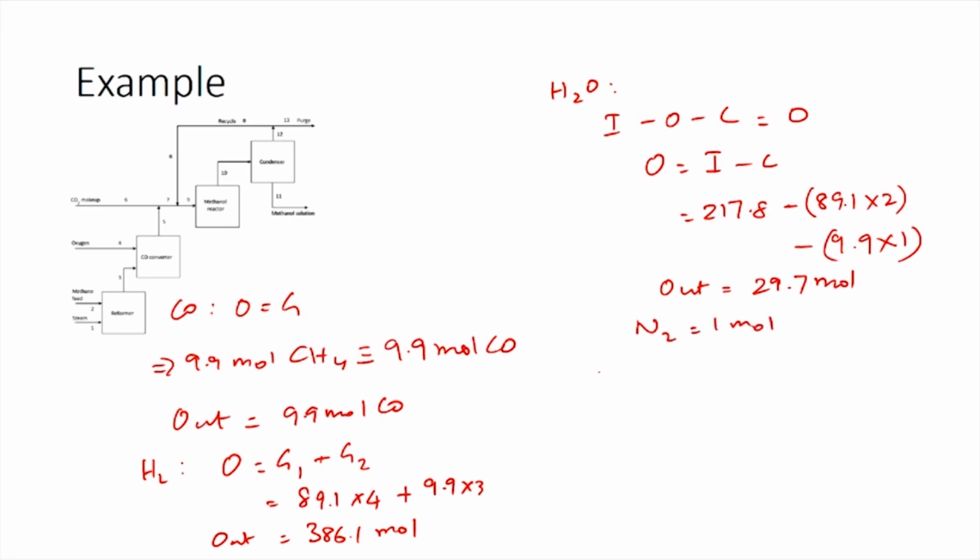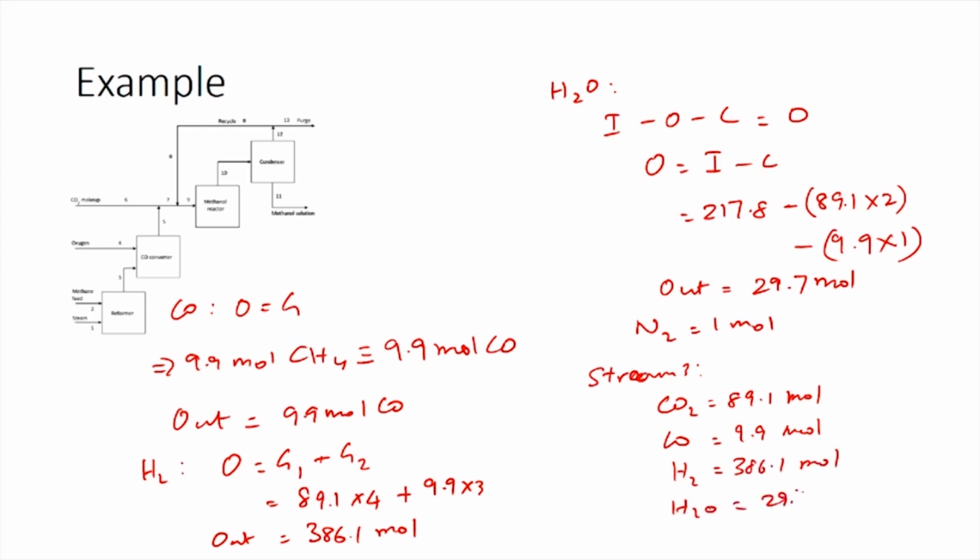So, based on this, stream 3 composition would be as follows. Stream 3 contains carbon dioxide 89.1 moles, carbon monoxide 9.9 moles, hydrogen 386.1 moles, water 29.7 moles and nitrogen 1 mole. So, now we have performed the calculations for the first system.